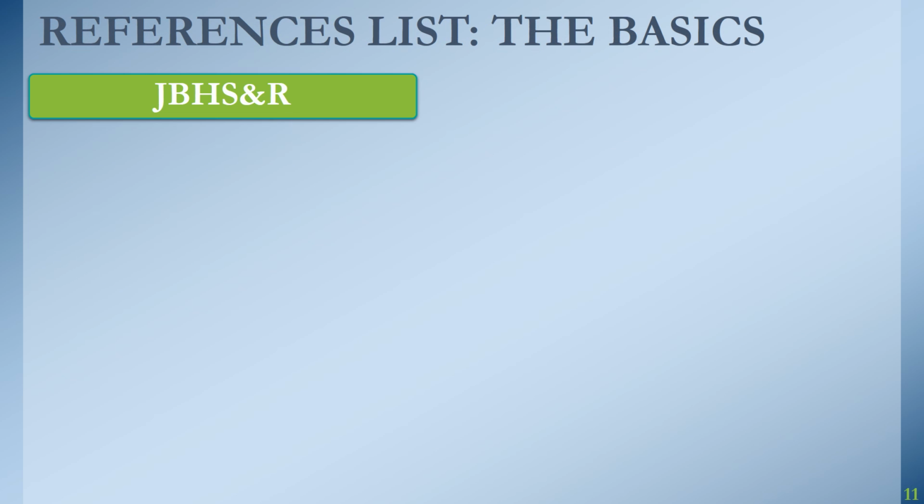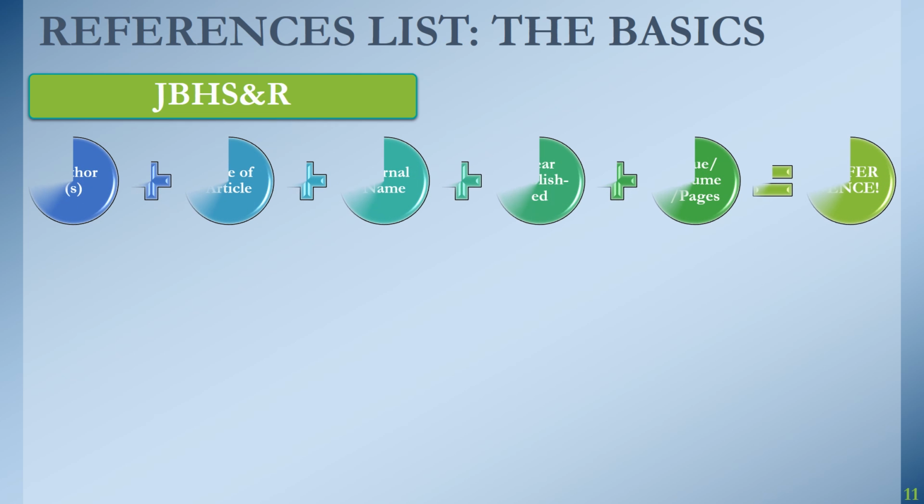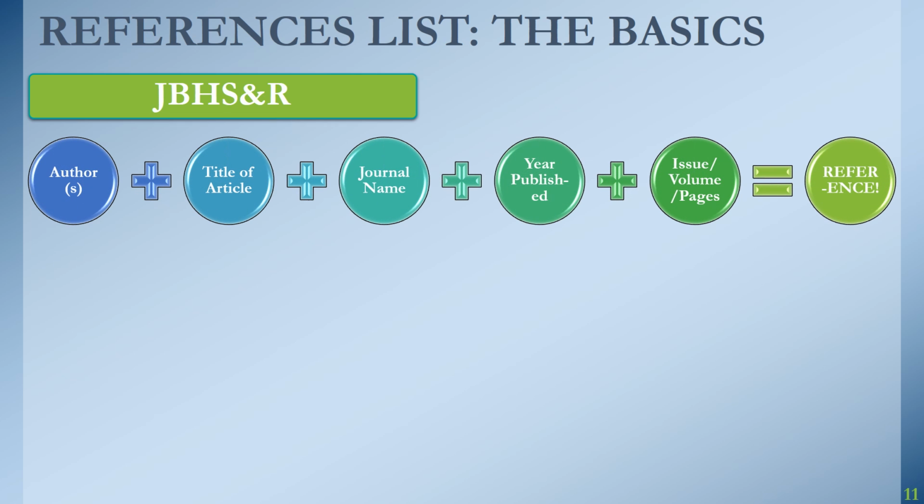Okay, great. Now that we've reviewed JBHS&R referencing style for in-text citations, let's move on to the references list. As I mentioned earlier, I like to think of references as a formula or recipe. You have 5 basic components of your references, using journal articles as our example here.